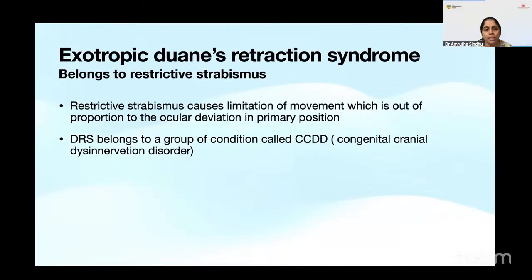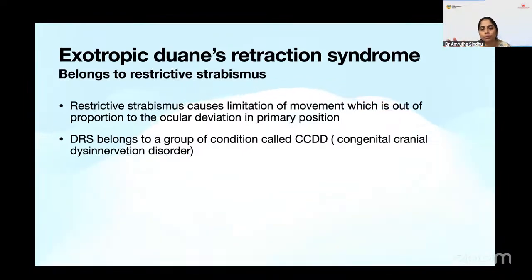So basically, it is a type of restrictive strabismus which is causing limitation of movements. There are various theories. There is a neurological theory, there is a muscular theory. You don't have to know in detail about those things, but you should know there is limitation of movement which is out of proportion to the ocular deviation in primary position.